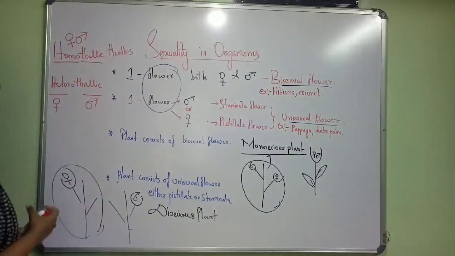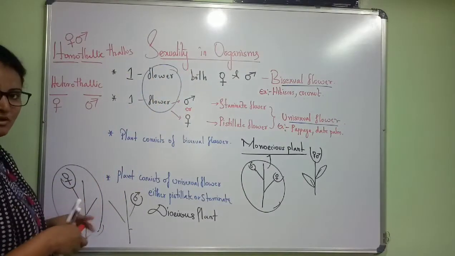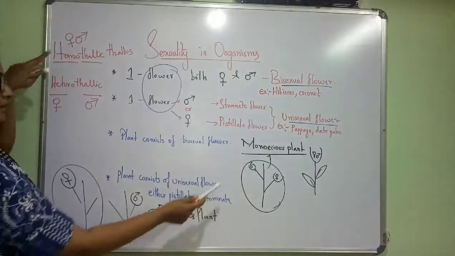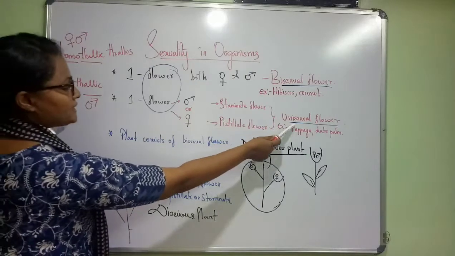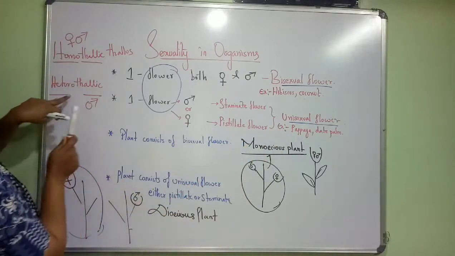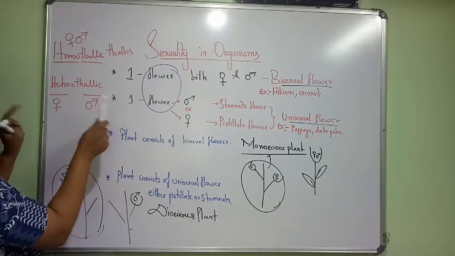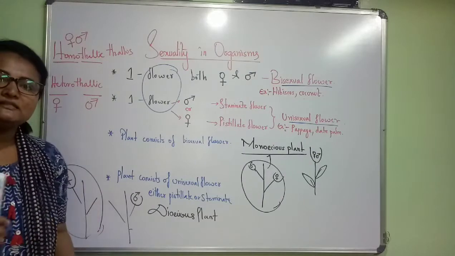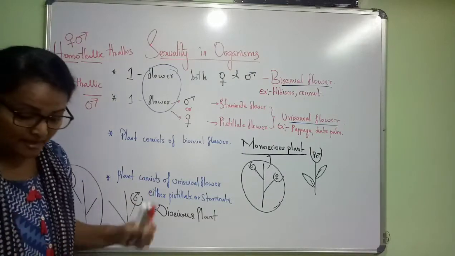Okay, just compare these with our bisexual or unisexual. So what we can say, our bisexual, monoecious, homothallic are same. Unisexual, dioecious plant, heterothallic are same. Okay, different thallus, different organs or parts are present. So understood, this is the sexuality of organisms in plants.